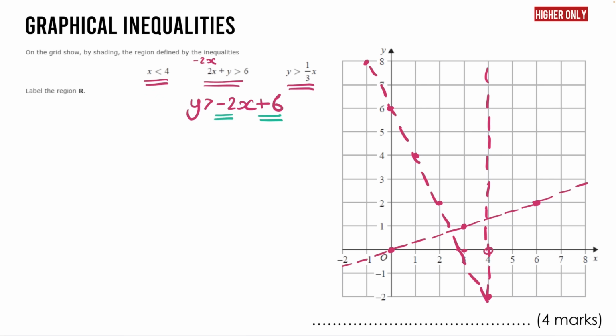Now for this, we need to label the region that satisfies these inequalities. To find the region, we need to pick a coordinate and test it out. But the problem is, we actually have a lot of regions here that we could potentially test. So what we need to do is have a look and see if any of them can cancel out some of the regions. The first one is quite nice. It says x has to be less than 4. Now that means everything on the right hand side of that line is no good.